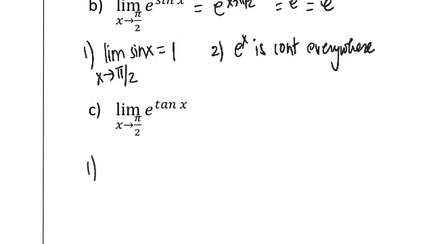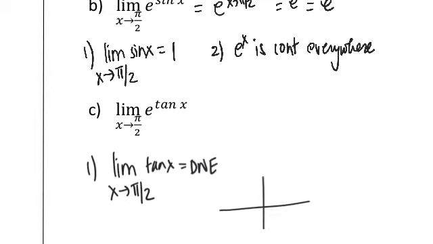This next one, first condition: limit of tan x as x goes to pi over 2. Now this is a DNE. And if the inside limit is a DNE, and it's a DNE in the way of being a vertical asymptote, that's really what's happening here, not a hole or anything like that, then obviously the composite limit is not going to exist. So this is going to be a DNE.